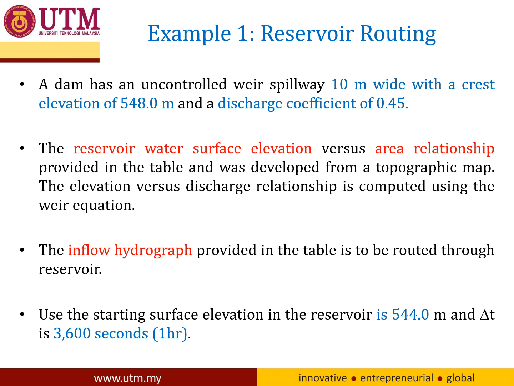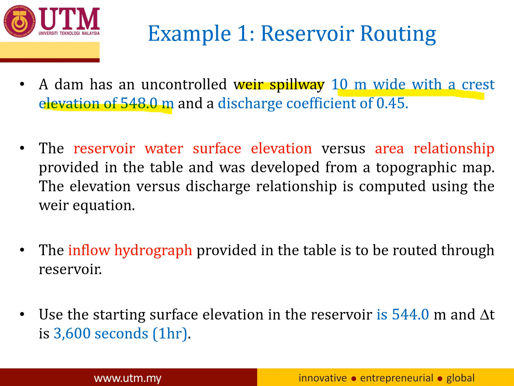Okay, so that is a reservoir. So we use reservoir routing, and we have this uncontrolled weir spillway. Okay, so this is the hydraulic structure I mentioned. This reservoir uses a weir spillway to make the flow go out from the reservoir. So it gives some description. It has a 10-meter width with a crest elevation of 548 meter.